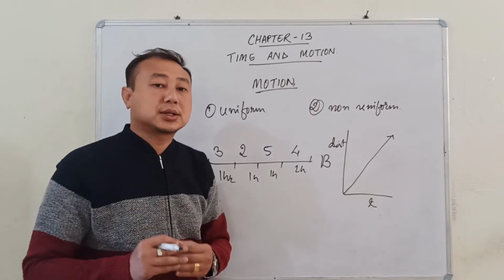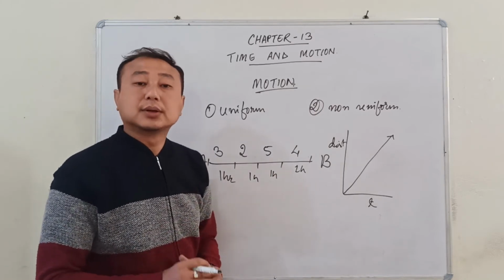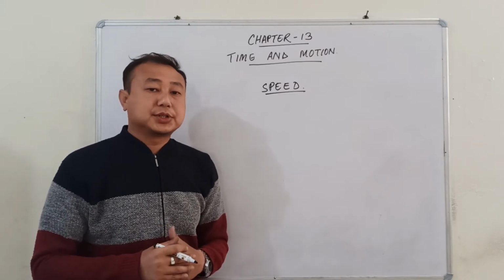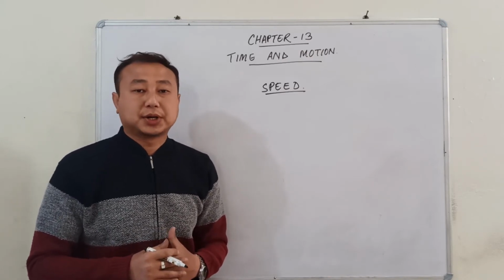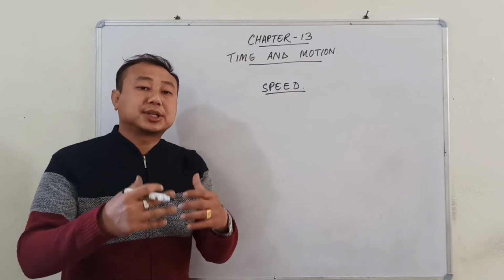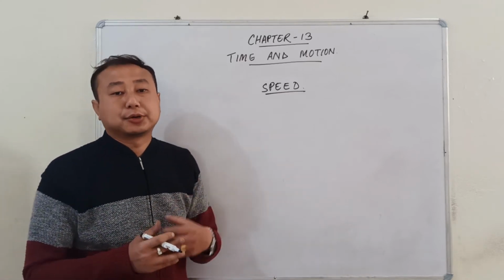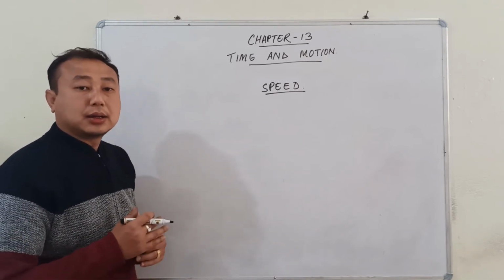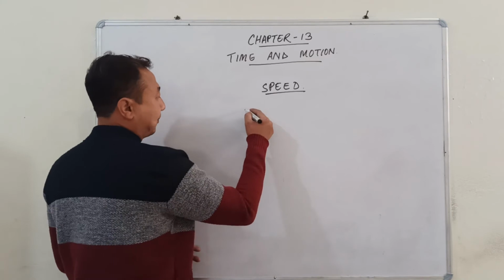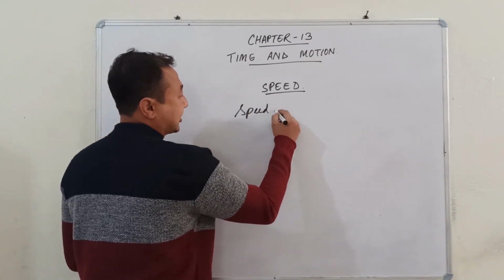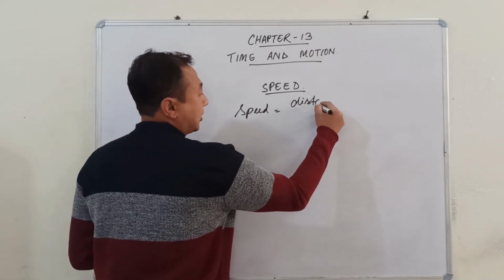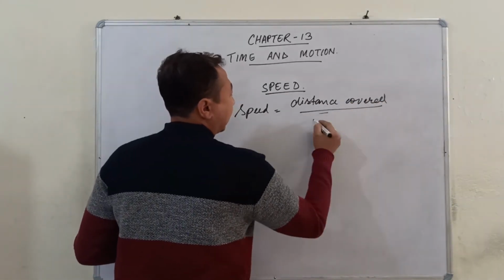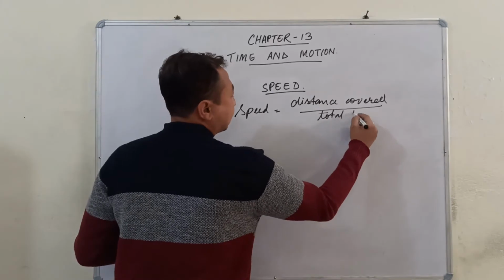Let us come to another term which is related to this motion: speed. In terms of definition, we can say the distance traveled per unit time. Means how much distance is covered by an object in a particular unit of time. The speed can be found out by using a formula. Speed is equals to distance covered by total time taken.